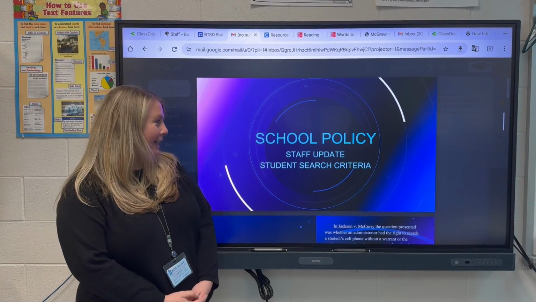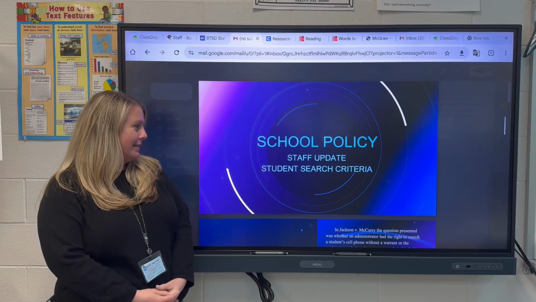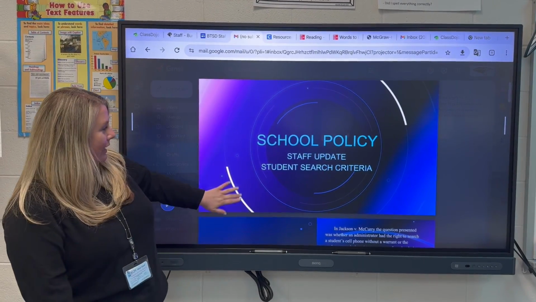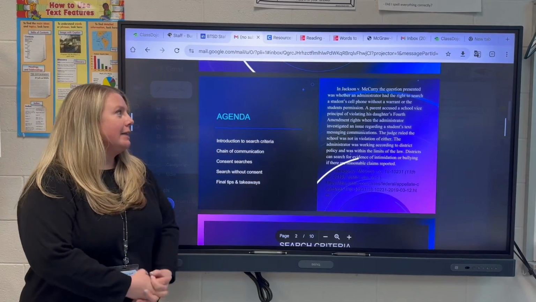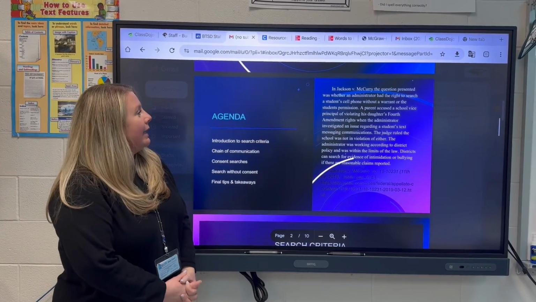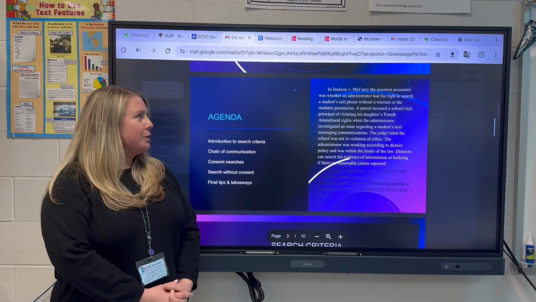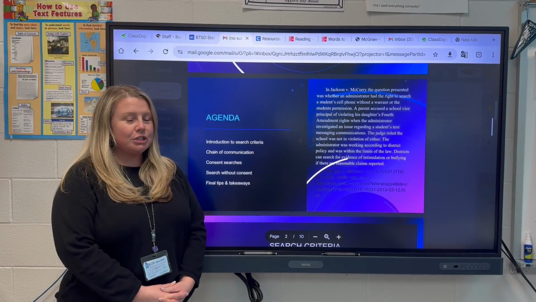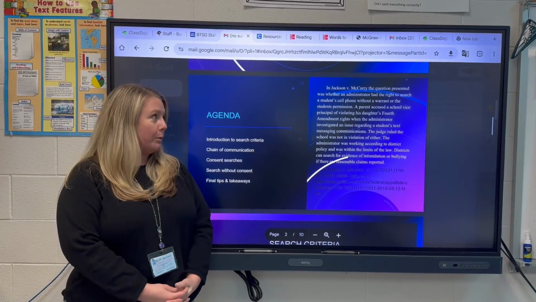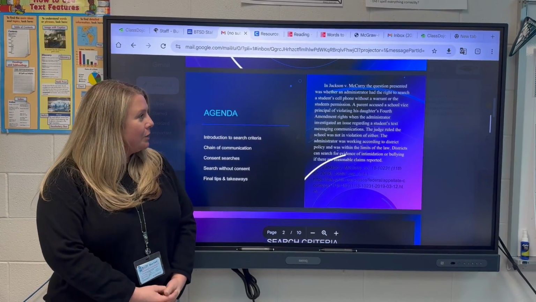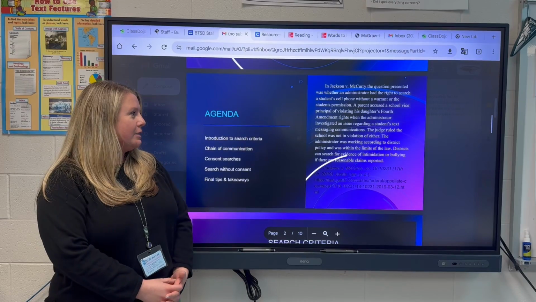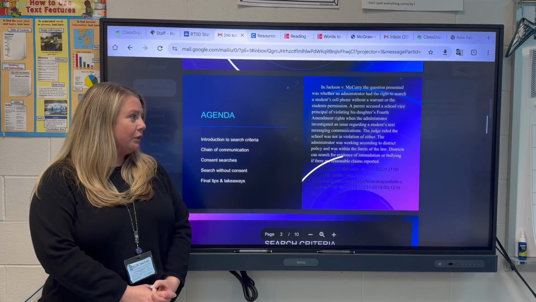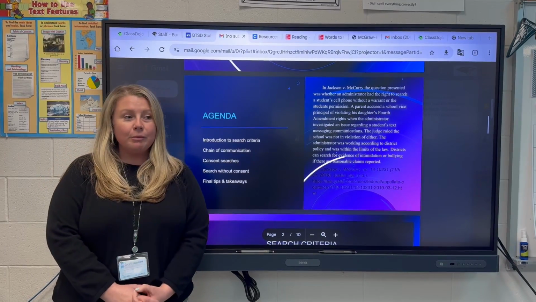School policy. Today we're going to discuss a staff update for student search criteria based on a recent court case. In Jackson versus McCurry, the question was presented as to whether an administrator had the right to search a student's cell phone without permission. A parent accused a school vice principal of violating his daughter's Fourth Amendment rights when the administrator investigated an issue regarding a student's text message communications.